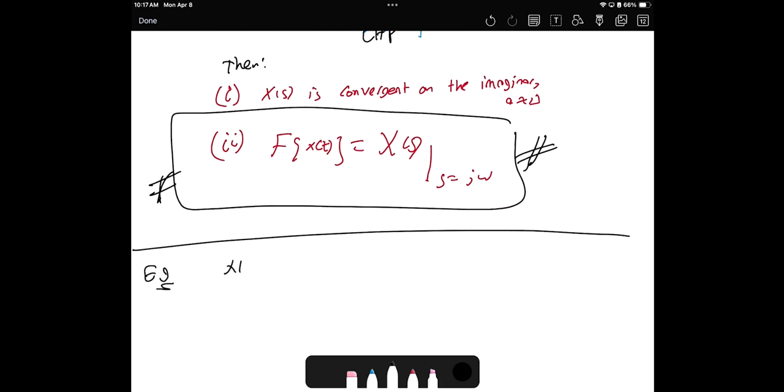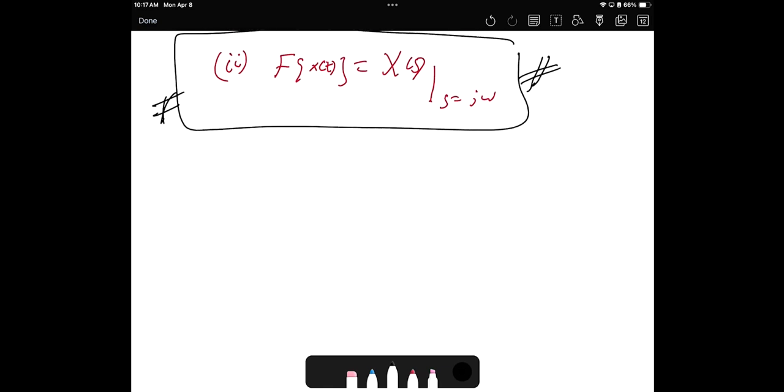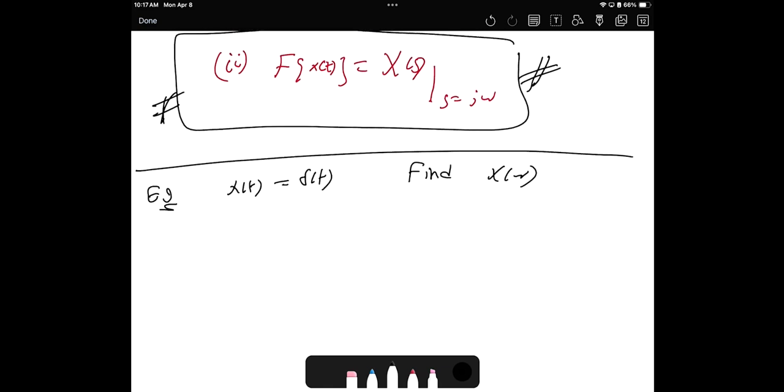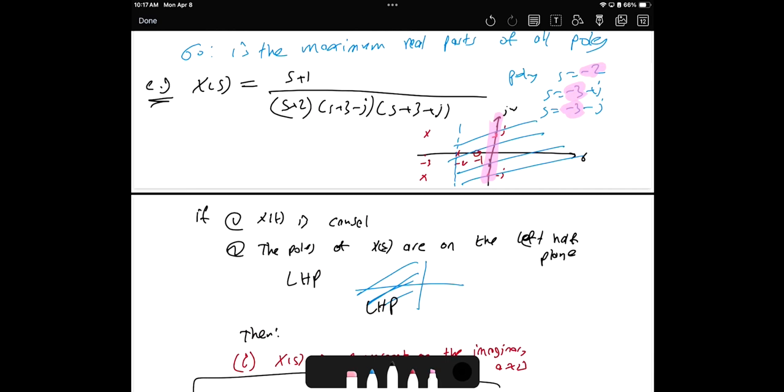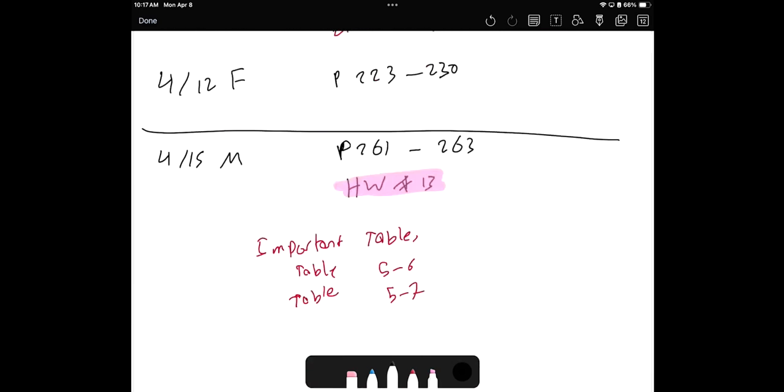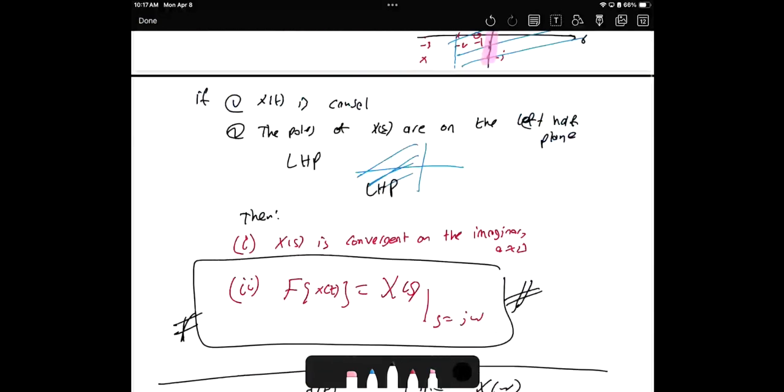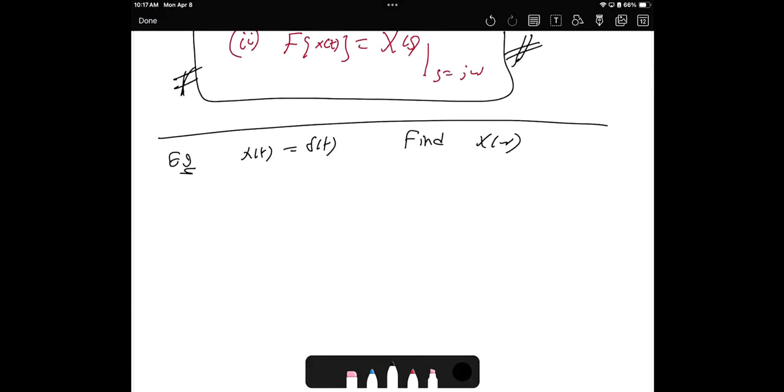Example. Assume x of t equals delta of t. Find X of omega. We can go to the tables, table 5.2, 5.45, tables 5.6 and 5.7. We can use these tables, but here I'm going to try to prove it to show how we can find it from the equation. According to the equation, X of omega equals the integral from negative infinity to infinity of delta of t e to the power negative j omega t dt.